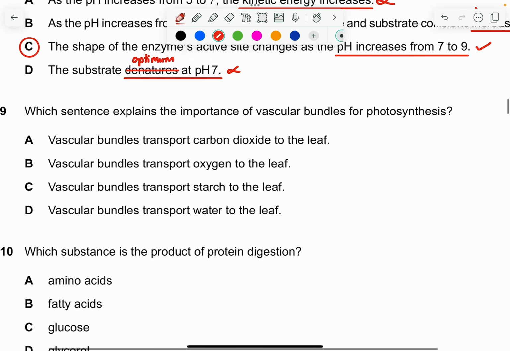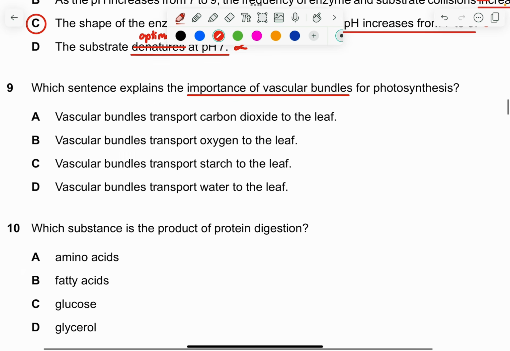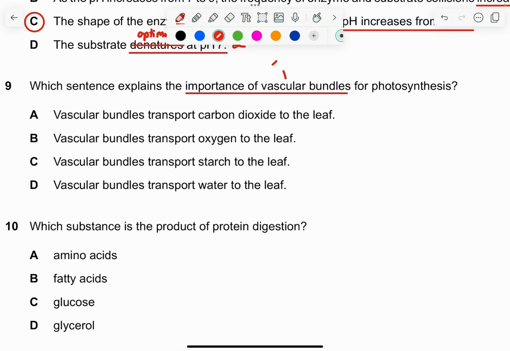Question 9. Which sentence explains the importance of vascular bundle for photosynthesis? So let's see. Vascular bundle, remember there are two. There's xylem and there is phloem. So for option A, vascular bundle transports carbon dioxide to the leaf. No. And vascular bundle transports oxygen to the leaf. No, it is not also. Vascular bundle transports starch to the leaf. Okay, this one sounds a little bit not right, but let's see the last one. They say that vascular bundle transports water to the leaf.